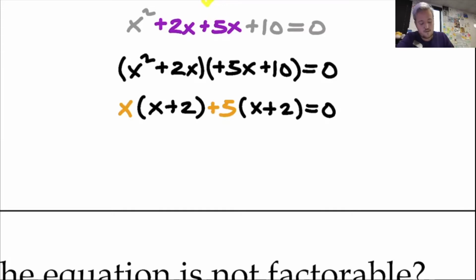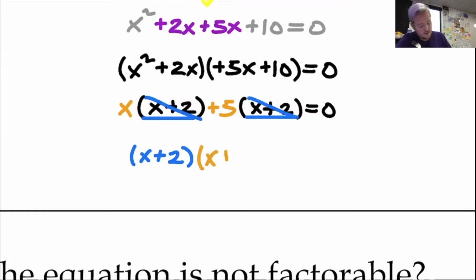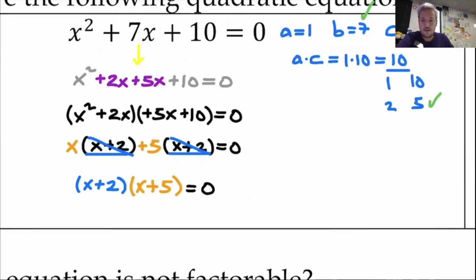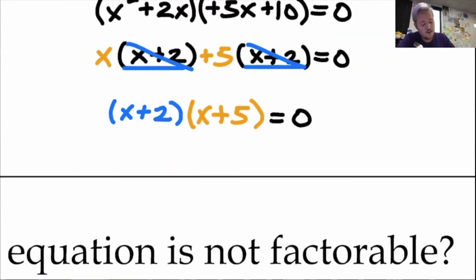Just as a little reminder, the binomials in the parentheses here have to be the exact same. Otherwise, you messed up somewhere. So now that we have the common binomial here, the x plus 2, now I can factor that out. And once that's gone, all I have left is x plus 5. Now that I've factored it and it's in factored form, now I want to take both of those components of factored form.